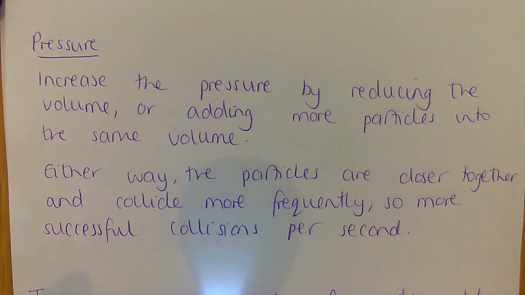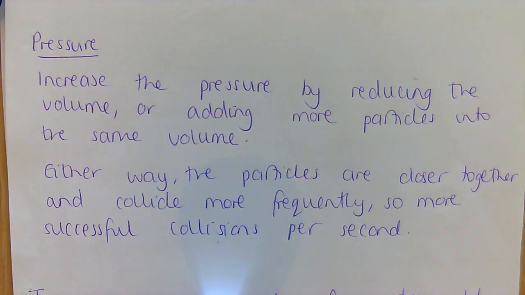So there's two ways that you can increase the pressure in a chemical reaction. You can either reduce the volume, so you have the same number of particles but in a smaller volume, or you keep the volume the same and you add more particles to it. Either way, it doesn't matter. The particles are just going to be closer together. So just like concentration, the particles will be more crowded, and that means they'll collide with one another more frequently. And again, that means there'll be more successful collisions per second.